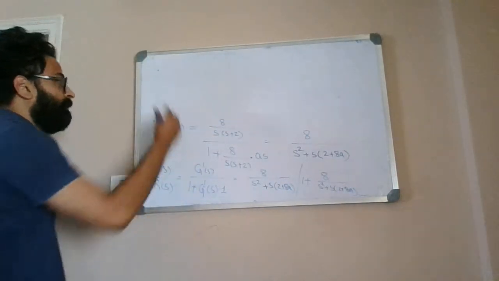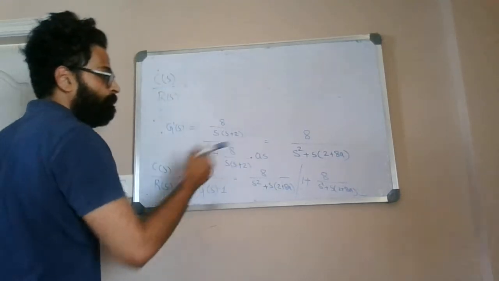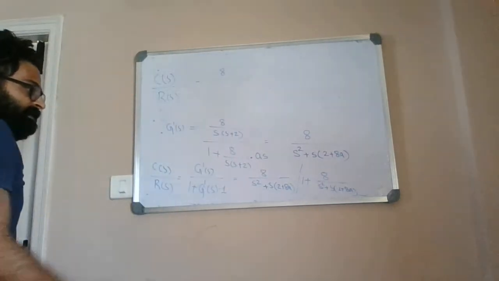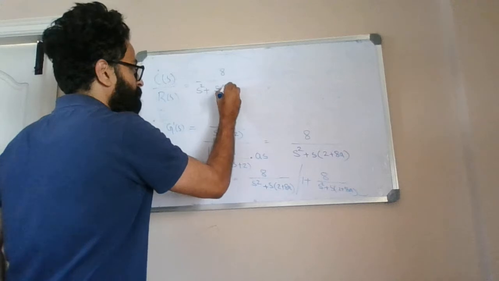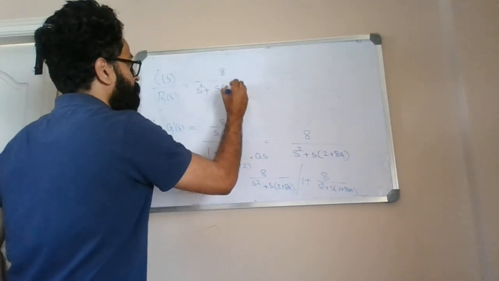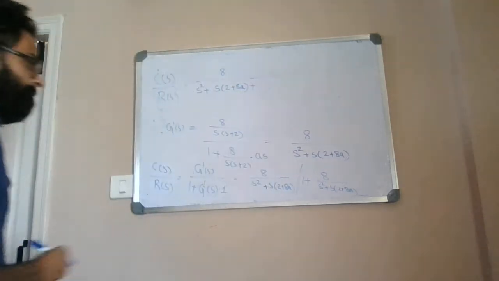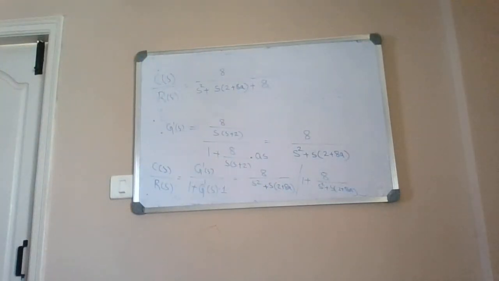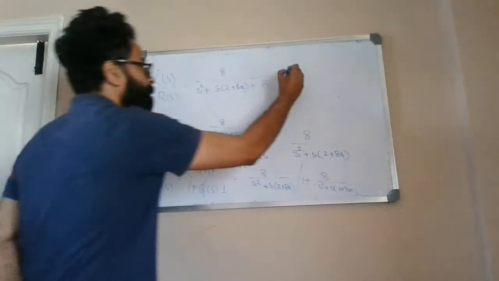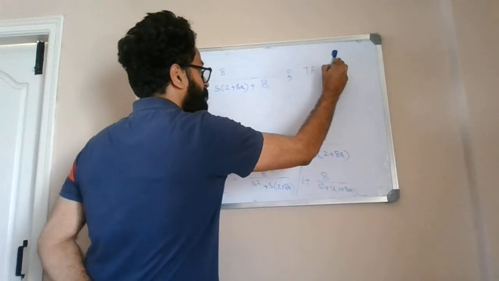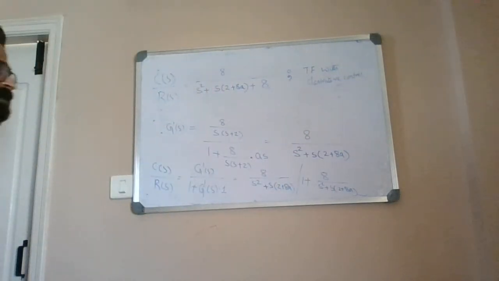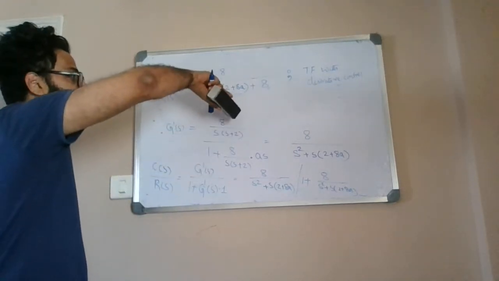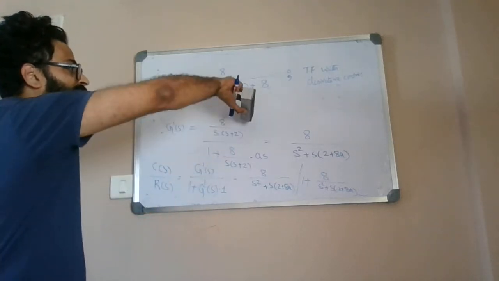So when you simplify, you will get C by R as, in the numerator you will have 8, in the denominator you will have s square plus s into 2 plus 8a plus the numerator 8. So this is what you are supposed to get upon simplification. So this is your transfer function with derivative control. You can observe that the second term is changed. Without derivative feedback, you have had the 2s term, right? Now with the feedback, the a term is coming into the picture.